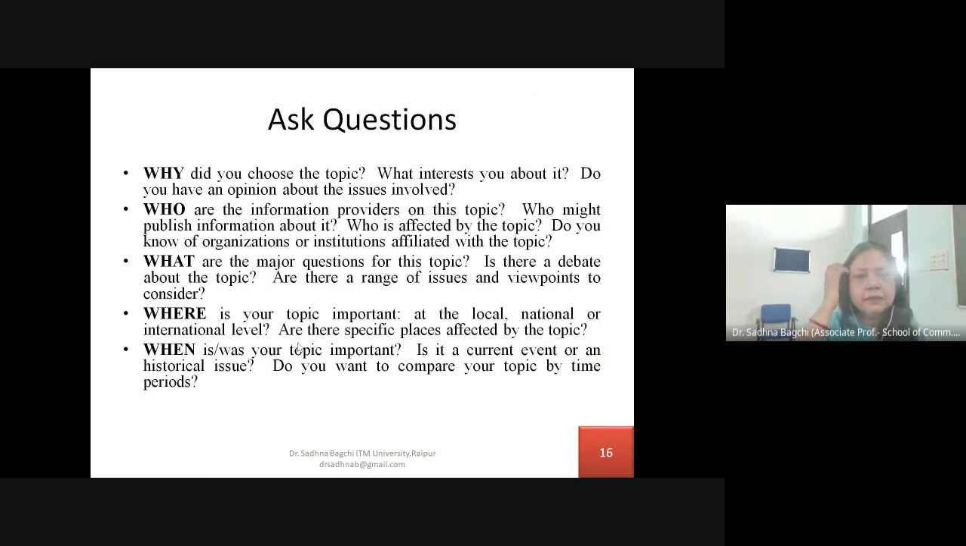Now, this is very important. Ask yourself these questions: Why did you choose the topic? What interests you about it? Do you have any opinion about the issue involved? Means if you selected a proper topic for research writing or article writing, you must have the answers to these 5 questions: why, who, what, where, and when. Then in a presentation you can better defend your paper and handle any queries if you have the answers to these 5 questions.